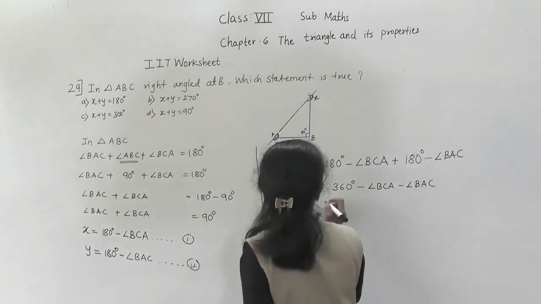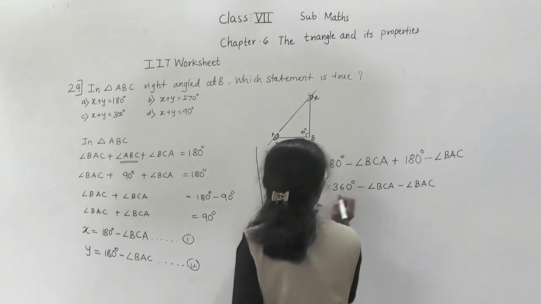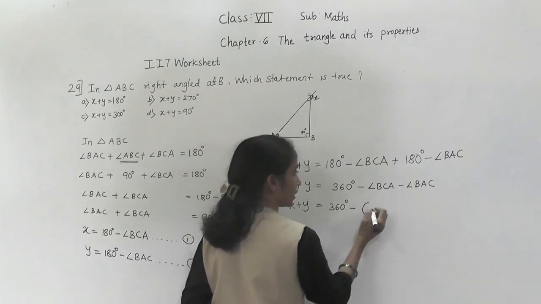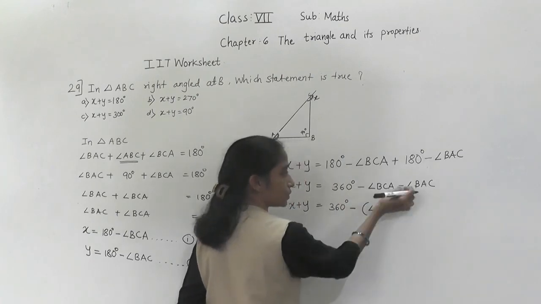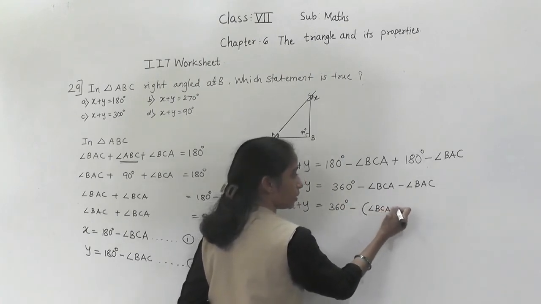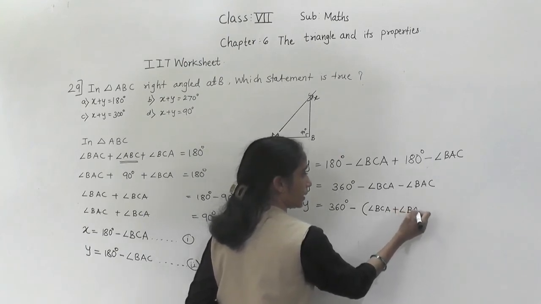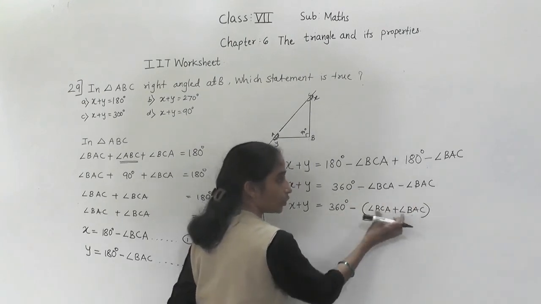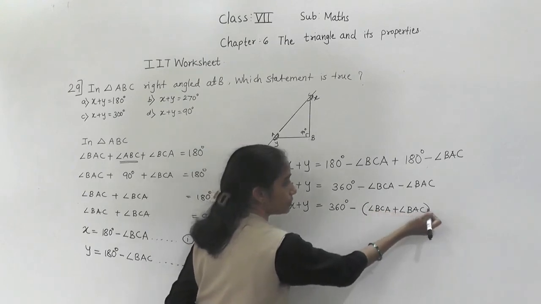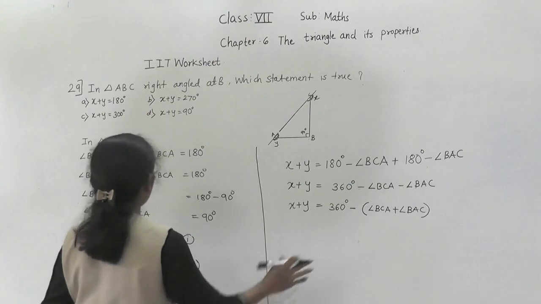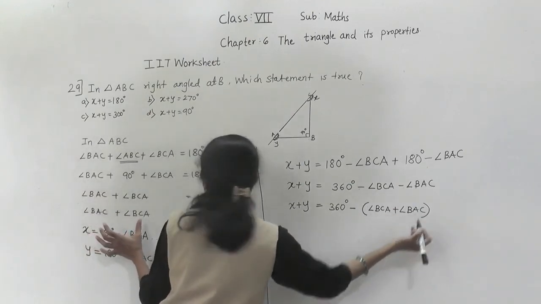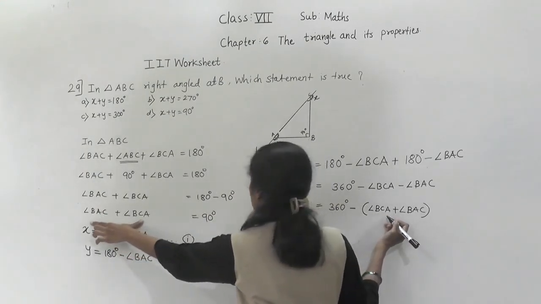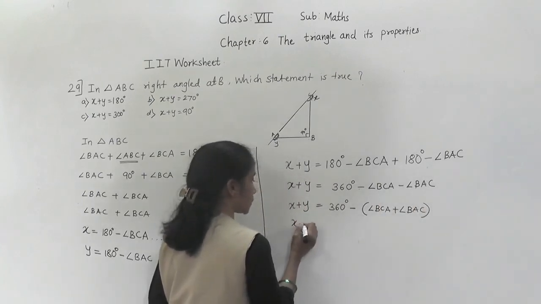Okay, so what we can do now in this, x plus y is equal to 360 degree. Now minus take common, so in bracket what will remain? Angle BCA plus angle BAC. See, it is minus, it is minus, and this minus we took common out of the bracket, and then what remains? In bracket BCA plus BAC. So angle BAC plus BCA, how much is it given? 90 degree.